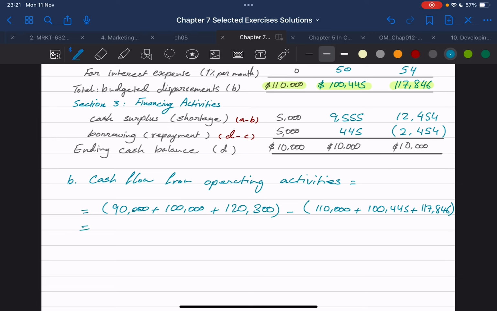We already calculated this part here to be 310,300 minus, I will find the total for the second part, 110,000 plus 100,445 plus 117,846. That's 328,291.